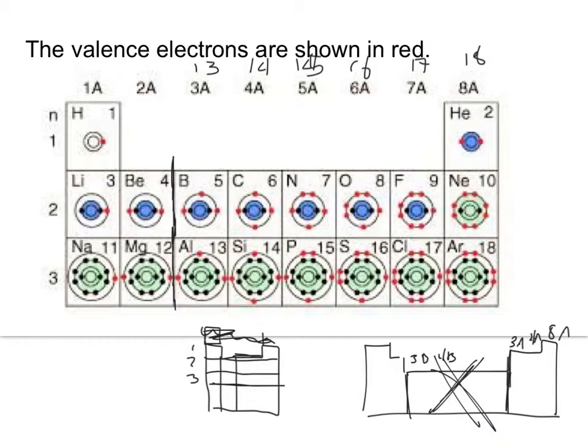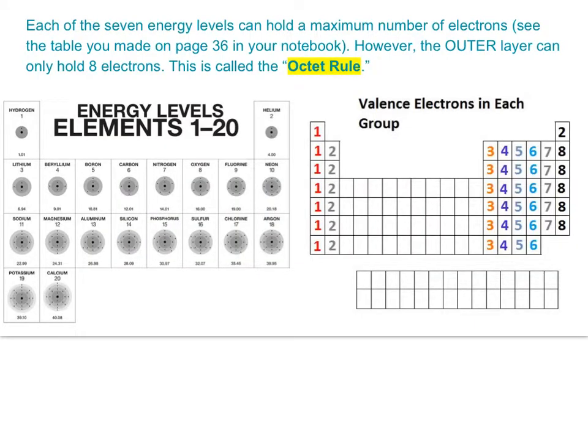Okay, next. So this is the octet rule, and you'll want to add this to your notes as well. Each of the 7 energy levels can hold a maximum number of electrons. So you can see the table that you made on page 36 in order to see those energy levels and the maximum number of electrons they can hold. However, the outer layer can only hold 8 electrons. This is called the octet rule.